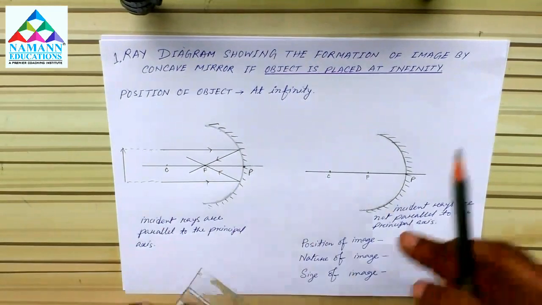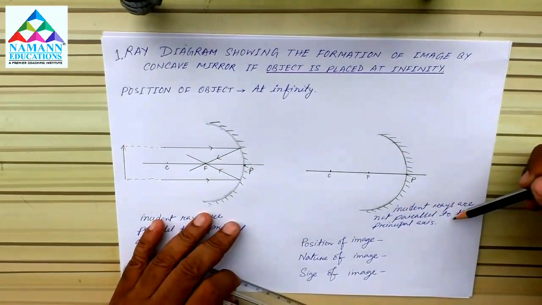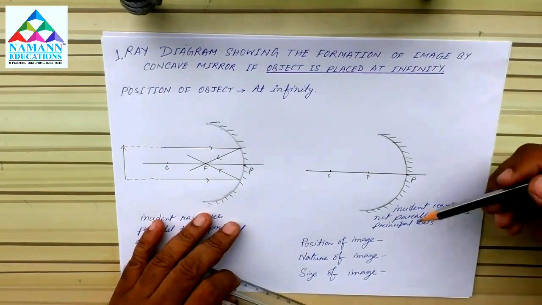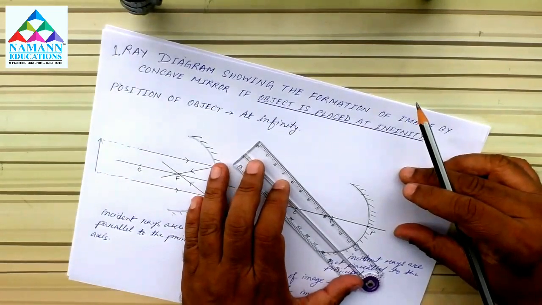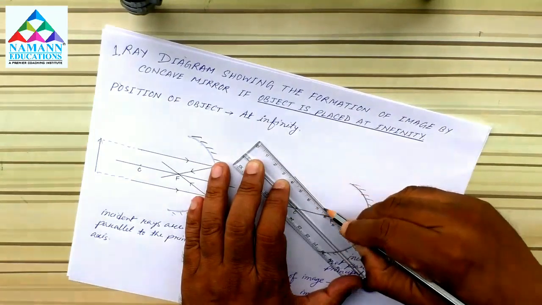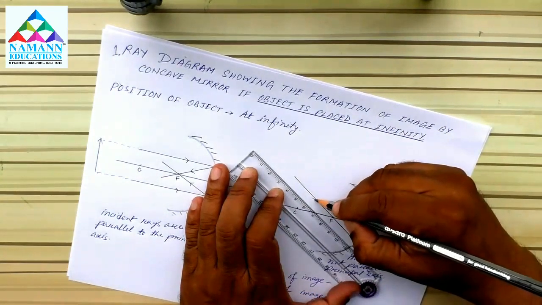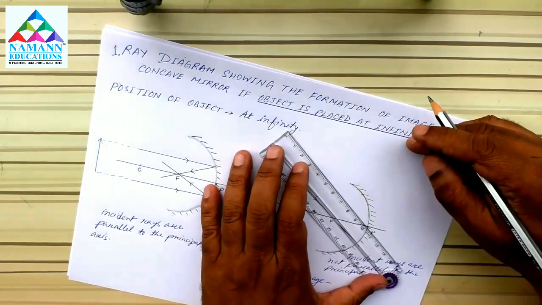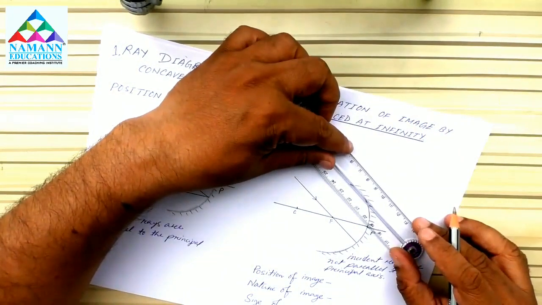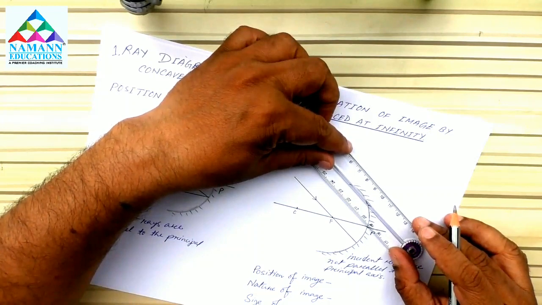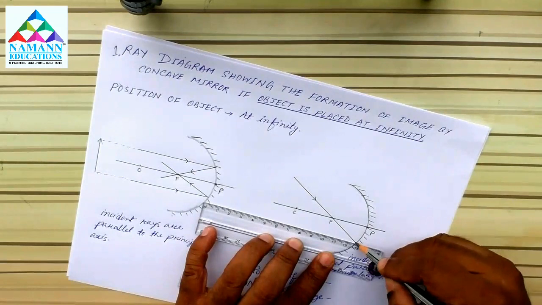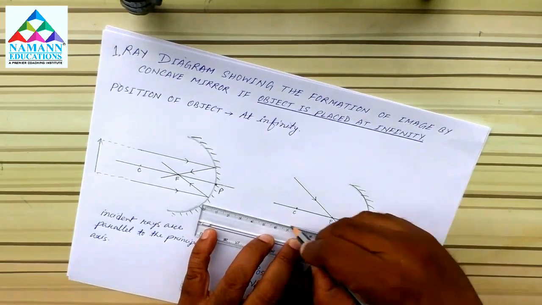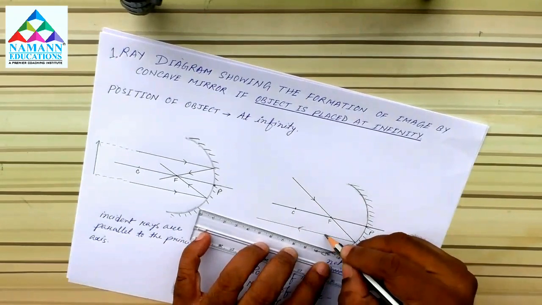Now for the second one, the incident rays are not parallel to the principal axis, but they may be parallel to each other. So for convenience, I am considering like this: one ray is incident after passing through focus, the other one is incident and is parallel to the principal axis. So we know that if a ray of light is incident after passing through focus, it becomes parallel to the principal axis.